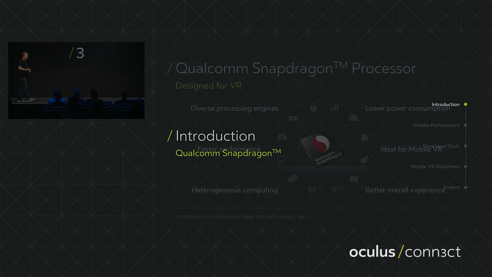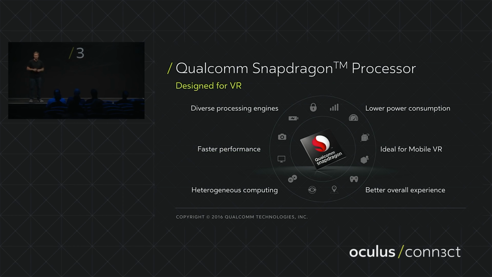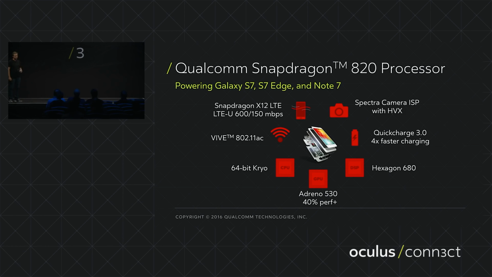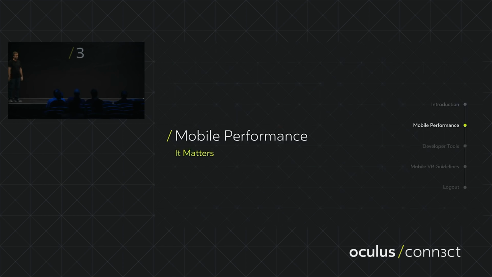So, quick introduction. Qualcomm Snapdragon processors, we are in a lot of Gear VR devices. It's a powerful system on chip. It has various processing capabilities that give better performance through heterogeneous computing, as we like to call it. Using all these different processors can give you better VR performance at lower power consumption if you know how to use them right. We do power the Galaxy S7, S7 Edge, and Note 7. These are just some of the features. The one thing to highlight here is our Adreno GPU getting 40% performance improvement over the previous generation, geared specifically for VR performance. That's really what we want you to know here.